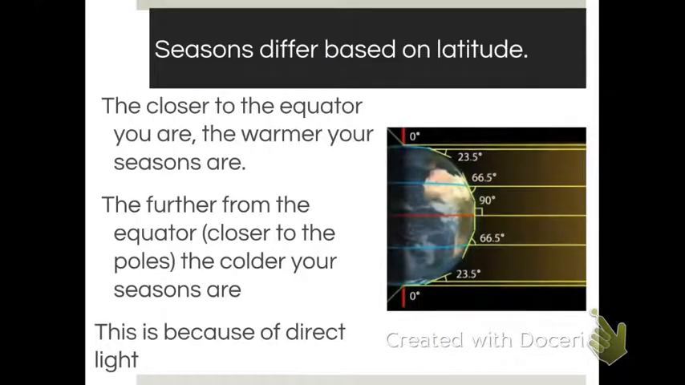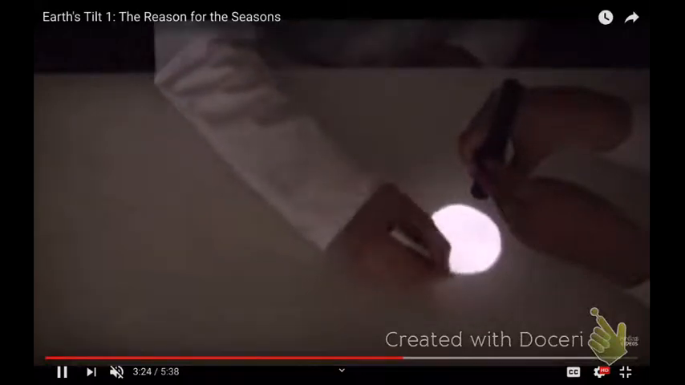Actually, I'm not going to move on to the next slide. I have one last little video clip to show you about why direct light is warmer than indirect light. These videos are all linked within the notes, so please go back and play them because they're all on Canvas. So what they're showing you is a flashlight. They're holding the flashlight straight up and down. Because it's straight up and down at a 90-degree angle, that means that it's direct. So all of the light, all of the energy is focused in one area. And this guy is tracing that area.